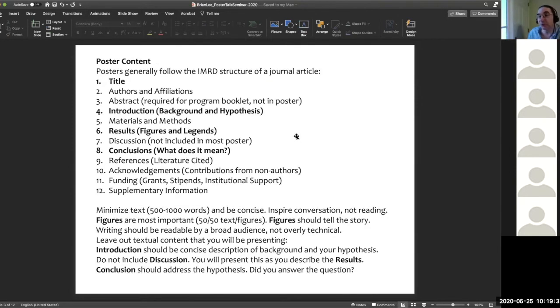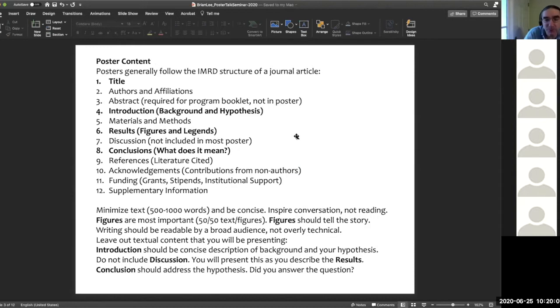You don't want to have a poster that's all text. People don't want to be just standing there reading your poster. The poster is meant to inspire conversation, and not to have people stop by and just stand there and read your poster for 10 minutes. You want to be talking to them for 10 minutes, presenting, and have an opportunity to have a conversation with them.